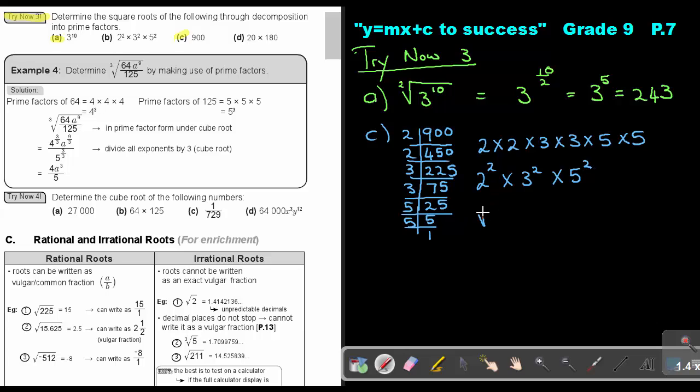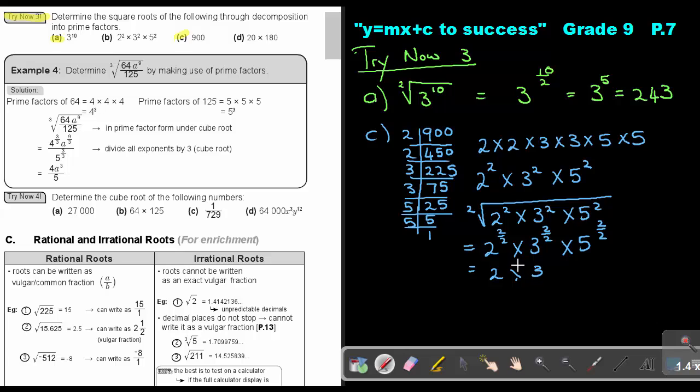And if I then put the square root, 2 to the power 2 times 3 to the power 2 times 5 to the power 2, then my answer will be, remember, the inside 2 divided by the outside 2, the inside 2, outside, inside, outside, and that will be 2 times 3 times 5, and if I work it out, I will get an answer of 30.